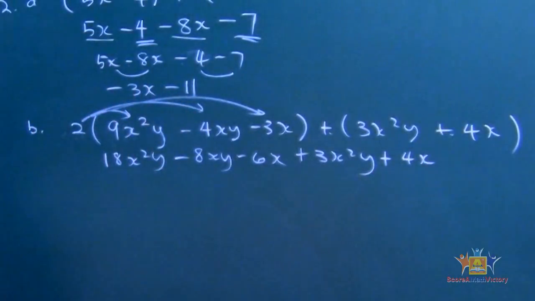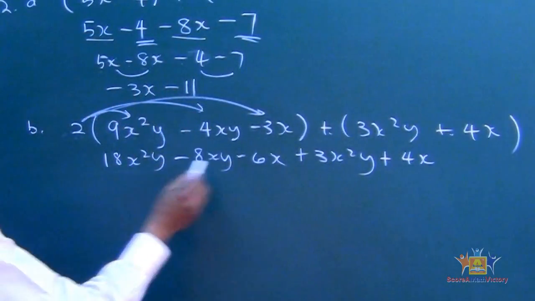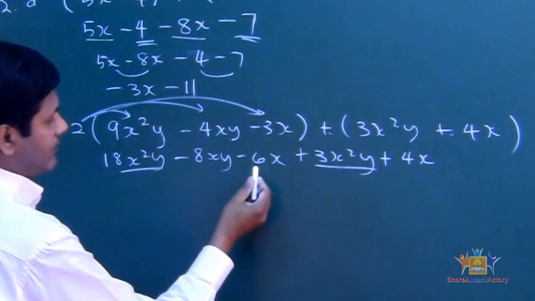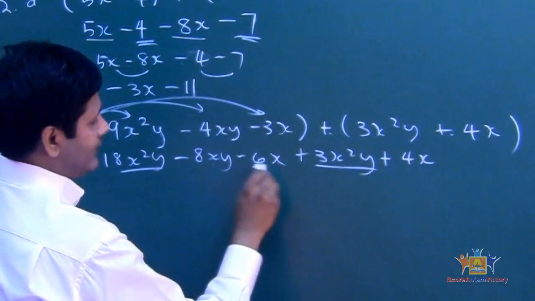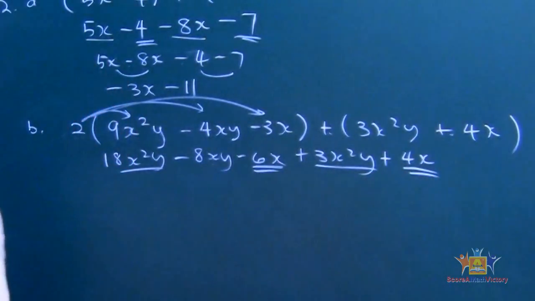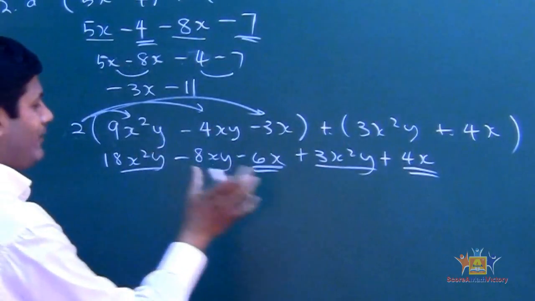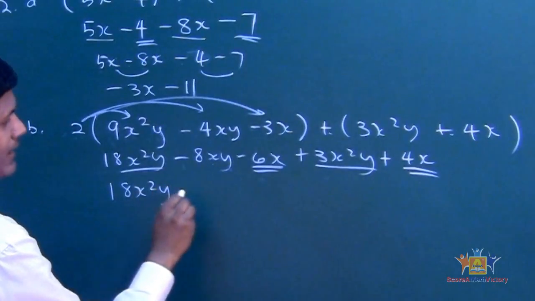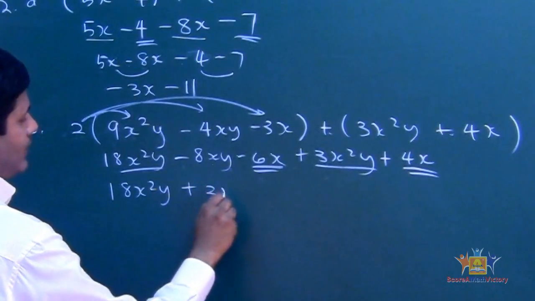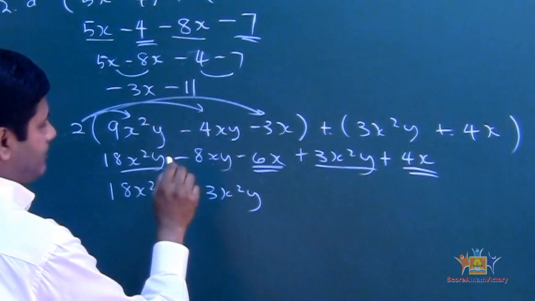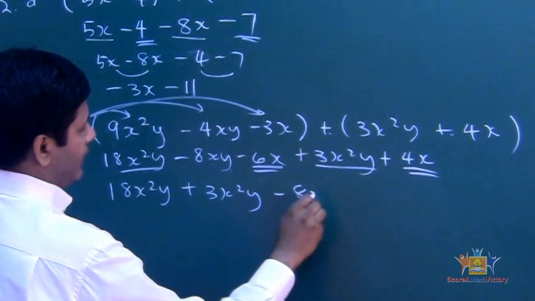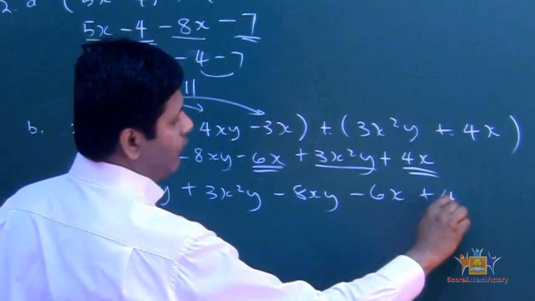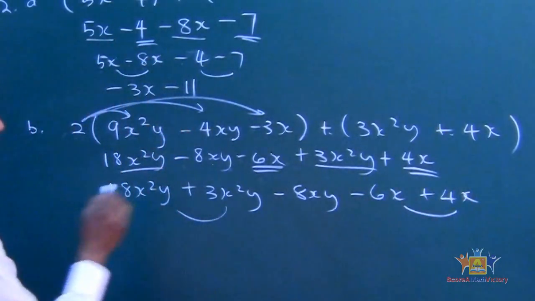Now we're going to group them by the like terms. X squared y, x squared y. Yay, we found one. Xy, none. How about this one? X and x. Yay, we found another one. So this one doesn't have anything to pair with. So we're going to gather this first. 18x squared y plus 3x squared y. And then we got nothing, we're just going to put negative 8xy, and then we're going to bring negative 6x plus 4x. We're going to combine this, and we're going to combine that.